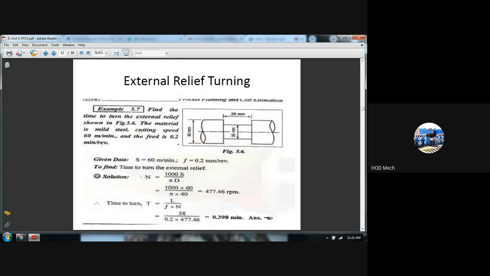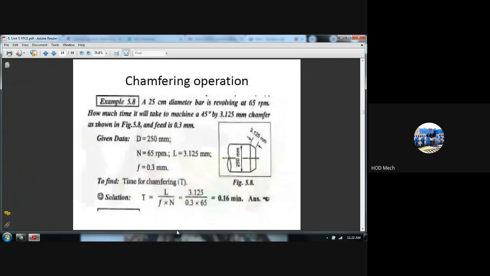In the previous problem, cutting speed is equal to 60 meter per minute. Cutting speed was given in meter per minute. So you have to be careful. You should be able to designate the given values properly. Here, since rpm is given, this is spindle speed. A 25 centimeter diameter bar, so capital D is equal to 25 into 10, 250 mm. Speed N is equal to 65 rpm.